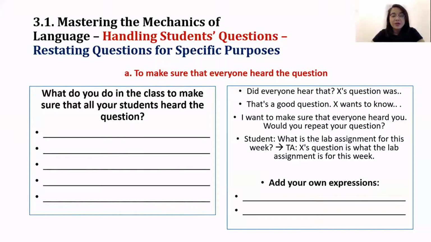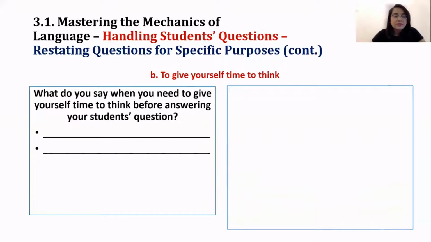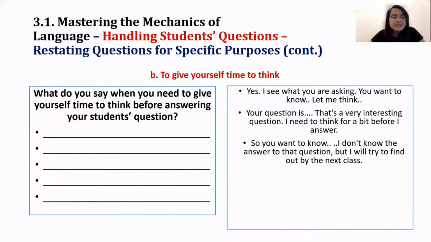Let's continue to part B, the second function, which is to give yourself time to think. So your students ask you a question, or one certain student asks you a question, and you think that you need more time to provide a response, to formulate your response. So what do you say? And what do you do for that? Next, let's see the useful phrases. Repeat after me. Yes, I see what you're asking. You want to know, let me think.